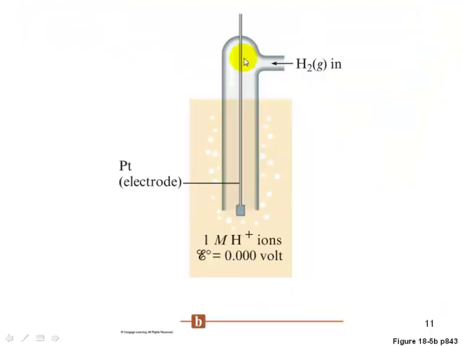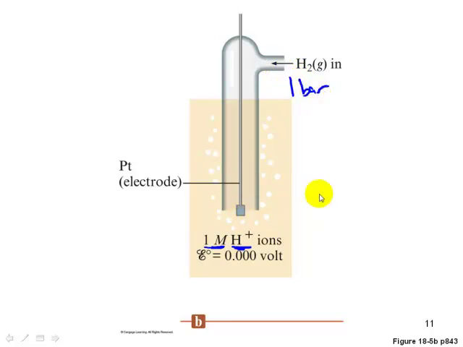So this is what the hydrogen electrode looks like, and here's what happens in that reaction. So here we have a platinum electrode, which we'll talk about what an electrode is later, immersed in an acidic solution where we have H plus ions at a concentration of 1 molar. There's a glass housing around it, and there's an inlet where we have hydrogen gas going in at a pressure of 1 bar.